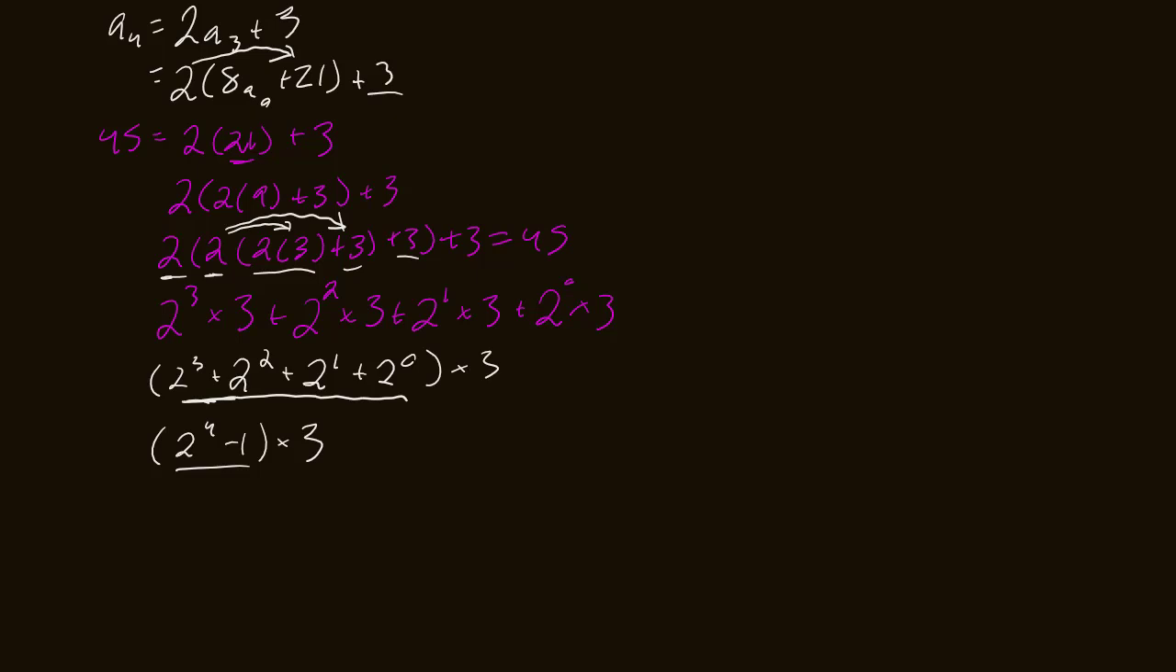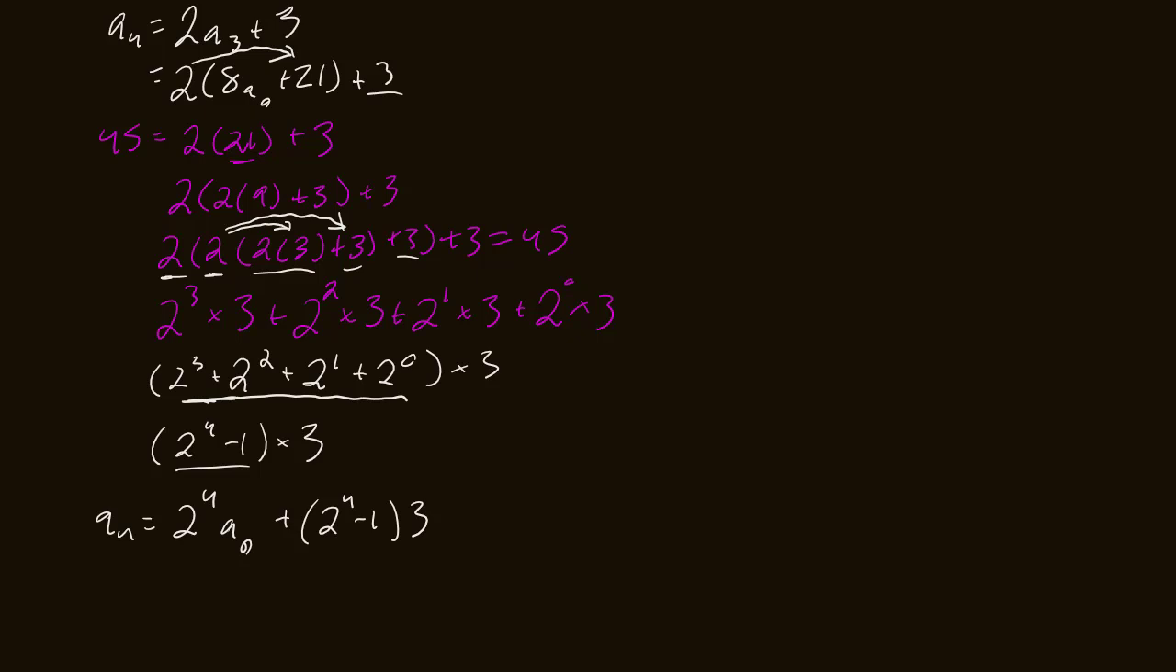Anyway, we're getting distracted here. So we got our formula for 45. It was 2 to the 4th minus 1 times 3. And remember, 45 was in our A4 term. So right now what we're looking at is A4 is equal to 2 to the 4th, A naught, and then plus 45. 45 is equal to 2 to the 4th minus 1 times 3.